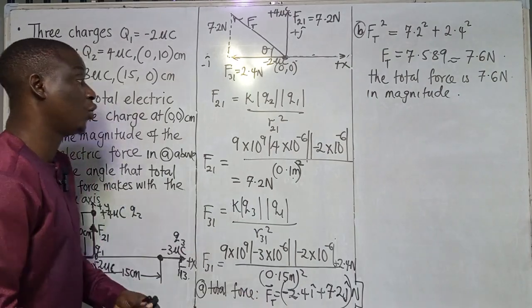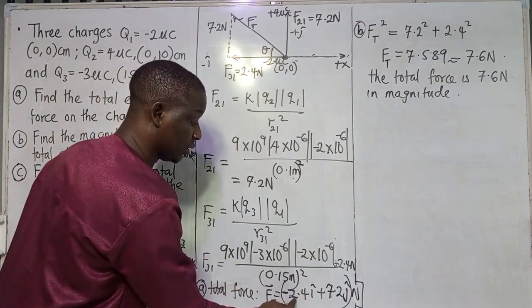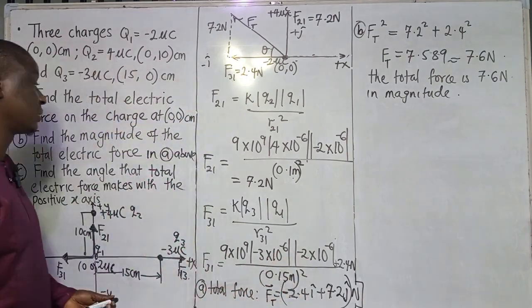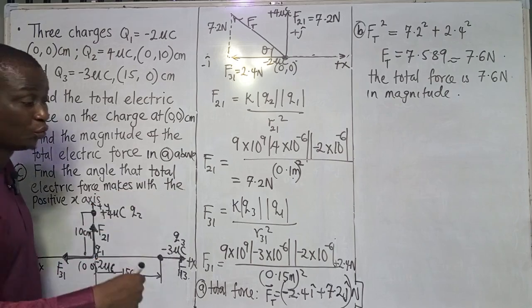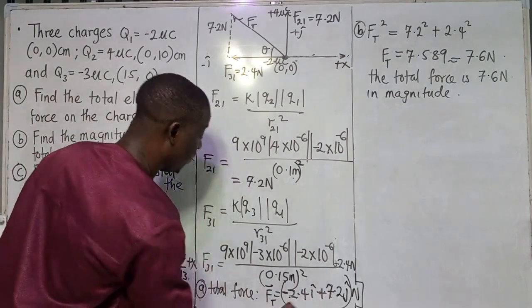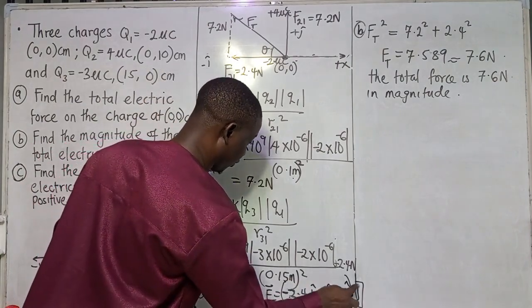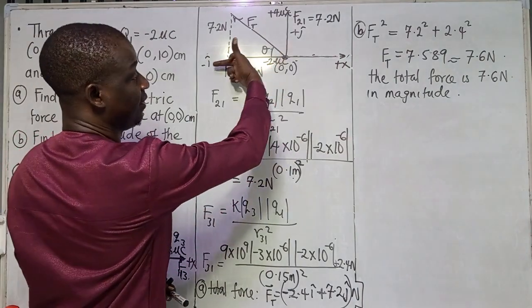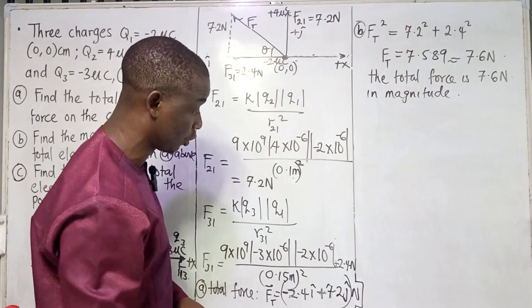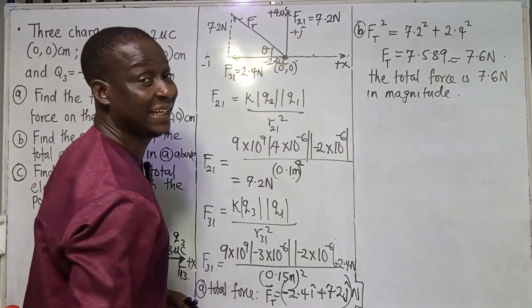Because in this first question, the answer must be in vector form. Because they said calculate the electric force. They did not say in magnitude. So that's why I believe that this is our correct answer, no doubt. So minus 2.4 i, negative because it's moving to the negative x direction, then plus 7.2 j, plus because it's moving in the positive y direction.